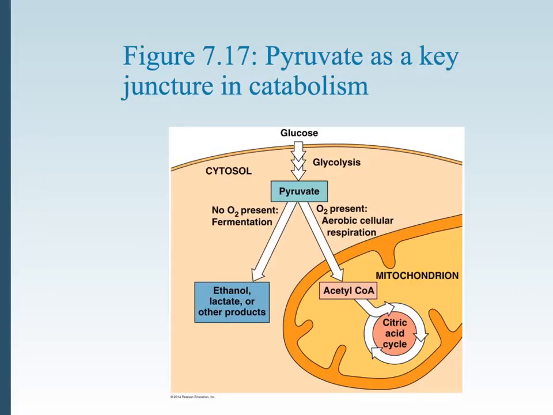Pyruvate is really the juncture in catabolism. What that means is that this is going to happen one way or another. The question is, at this pyruvate step, if oxygen is present, then we're going to go into the mitochondria and do the citric acid cycle, the electron transport chain and whatnot. If there's no oxygen present, then we're going to go into the ethanol or the lactate or whatever it is for that organism. But it's this step, right here, where oxygen being present or absent really directs where that molecule goes.